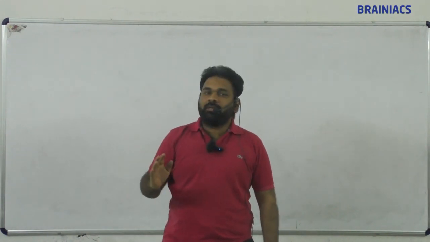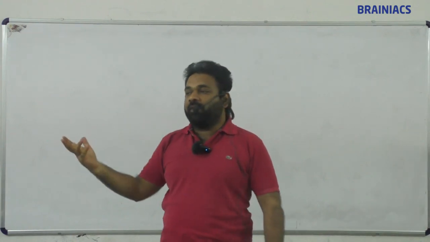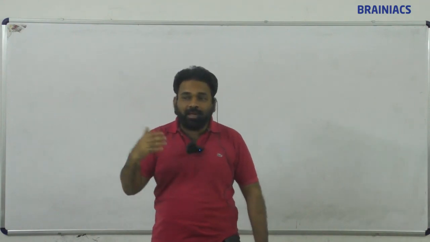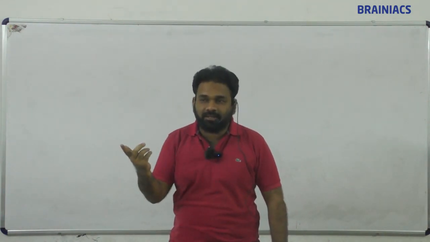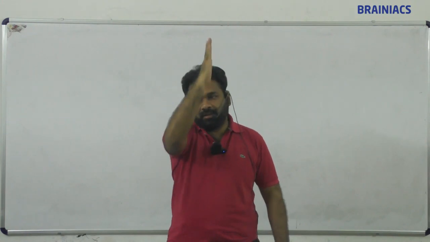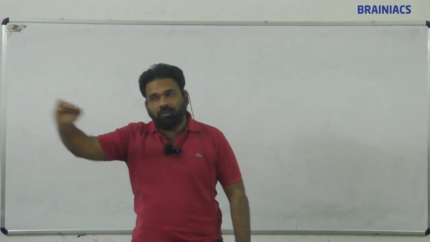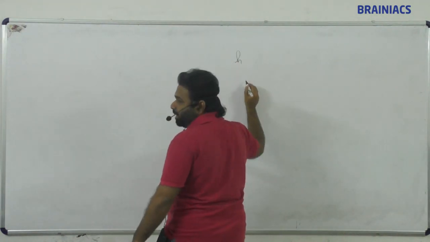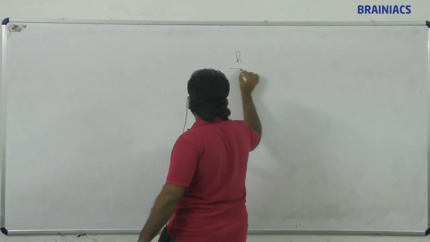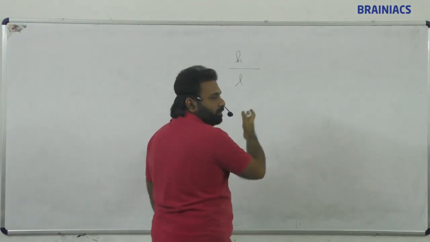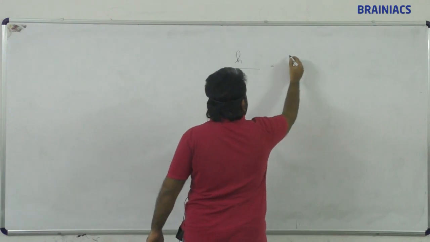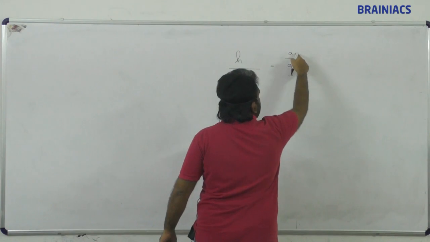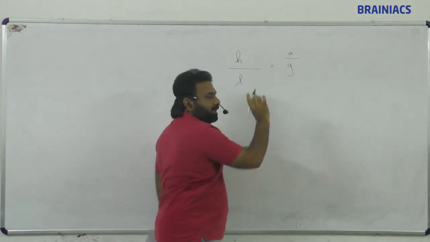What is the angle of inclination? H by L. So H by L is equal to what in relation to acceleration? A by g. H is the vertical height, and a is the horizontal acceleration. So H, the vertical height, over L, the horizontal length, is equal to a by g: horizontal acceleration over gravitational acceleration.